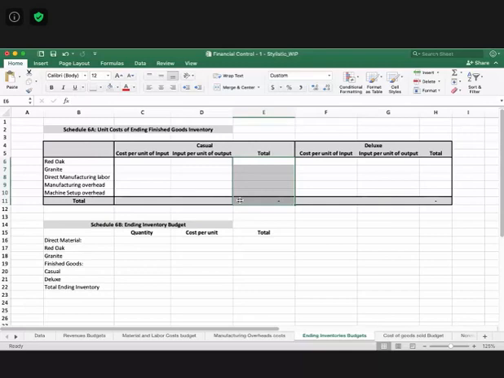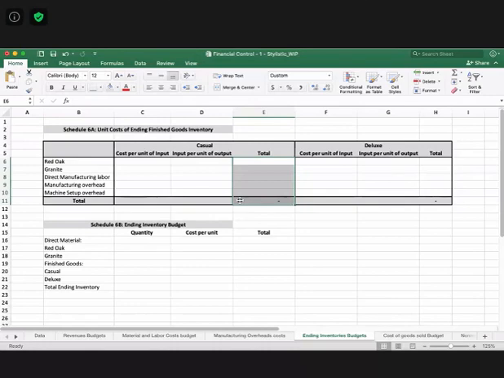So I don't know if you're familiar with this, but when you manufacture products, you of course evaluate the inventories at a production cost. Okay, so this is what we do here.